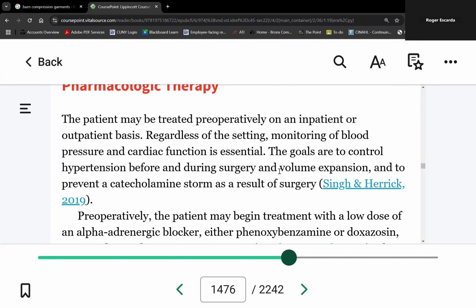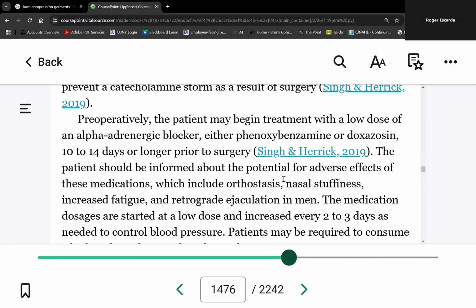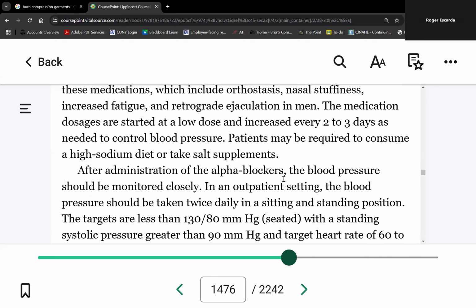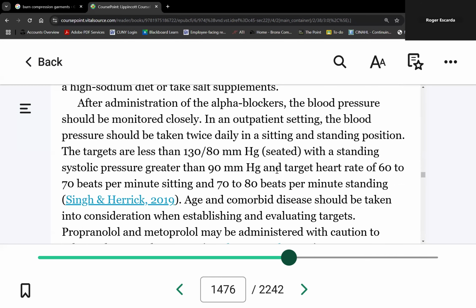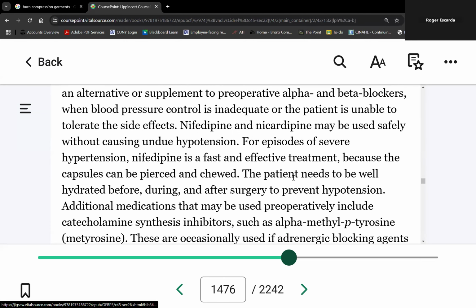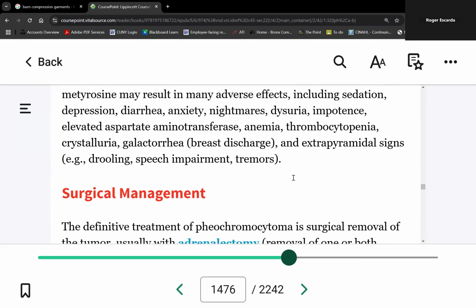So there's really no drug for the tumor. The drugs mentioned here are all to control your symptoms, lower your heart rate, lower your blood pressure. You can also use diuretics as well. So those are the medicines I already mentioned. And let's go now to surgery.